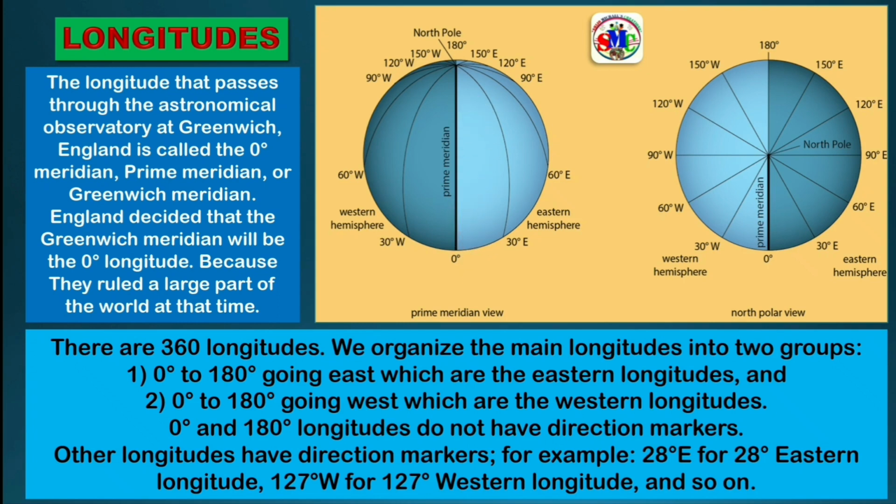So here in this picture you can see this is the prime meridian or Greenwich meridian and it is connecting from North Pole to South Pole as a semicircle. There are 360 longitudes.